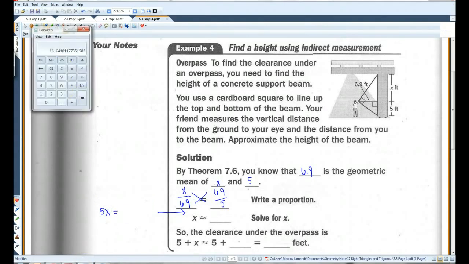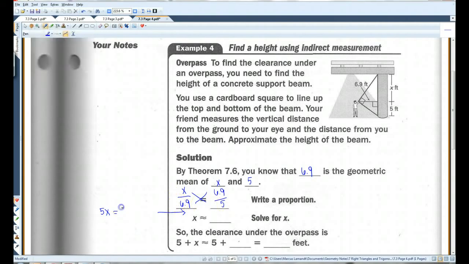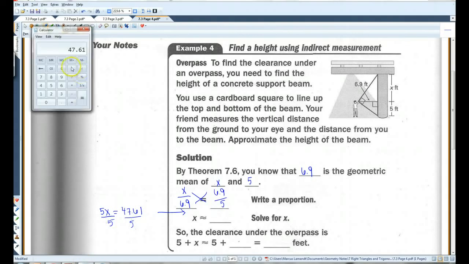Let's cross multiply. We've got 5x equals 6.9 times 6.9. Let's pull out the calculator. 6.9, there we go, times 6.9. 47.61. If you divide both sides by 5, 9.522. I'm just going to leave it as 9.5.